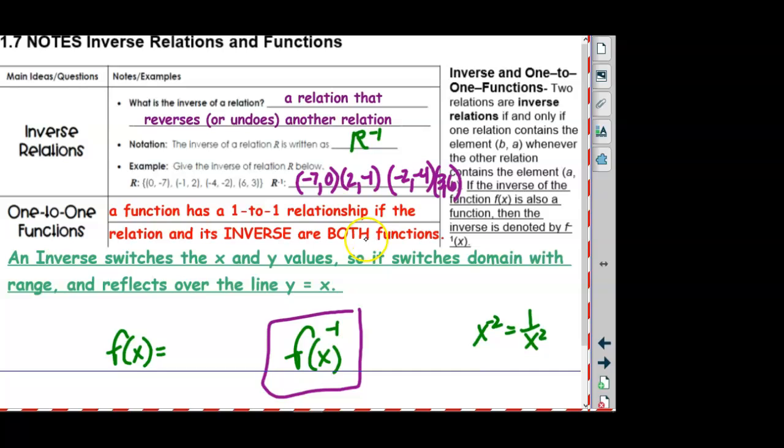Now, that test for whether something is one-to-one, can I go to the next slide, guys? Okay, Rena, I'm waiting. You go. Good? Okay.